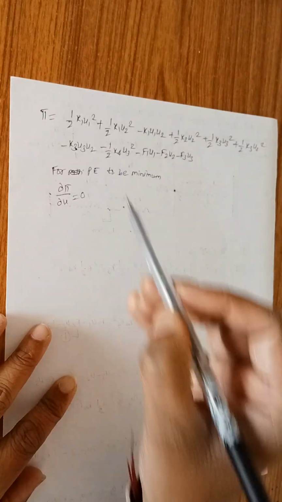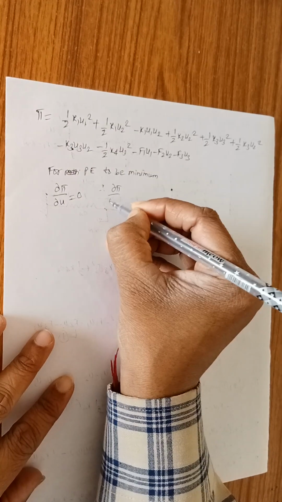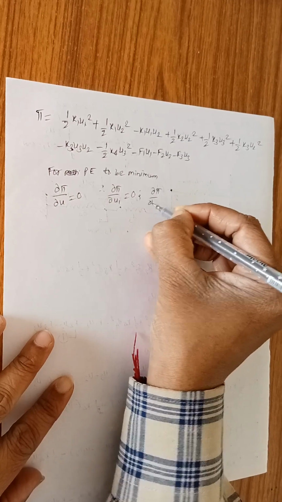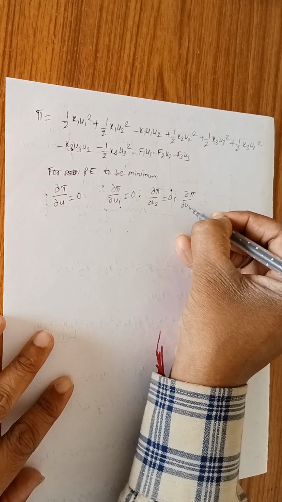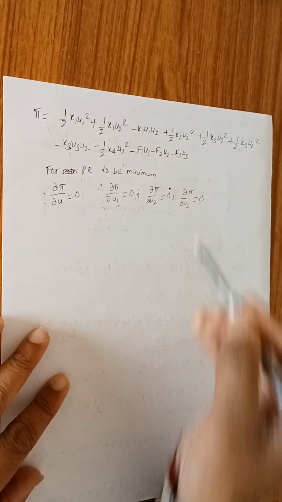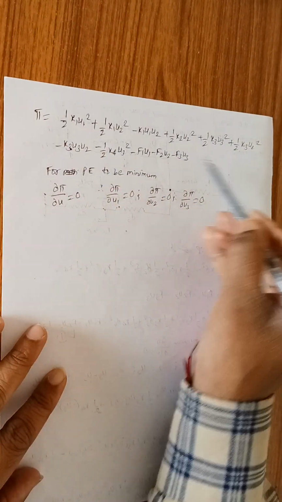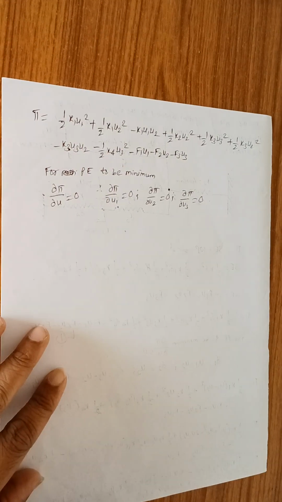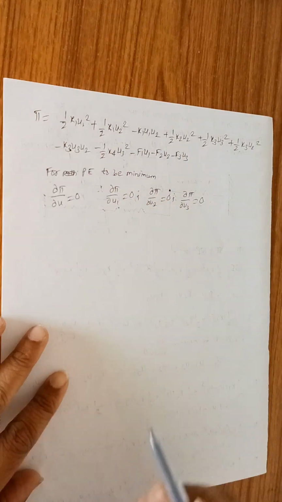Here we have totally 3 displacements, u1, u2 and u3. Therefore, dou pi by dou u1 must be equal to 0. Dou pi by dou u2 must be equal to 0. And dou pi by dou u3 must be equal to 0. So partial differentiation of this equation with respect to u1, u2 and u3 must be equal to 0. So partial differentiating this equation with respect to u1 in the sense only u1 will be considered, wherever you have u1 only that will be considered as variable. Apart from u1, whichever other things will be considered as constants.